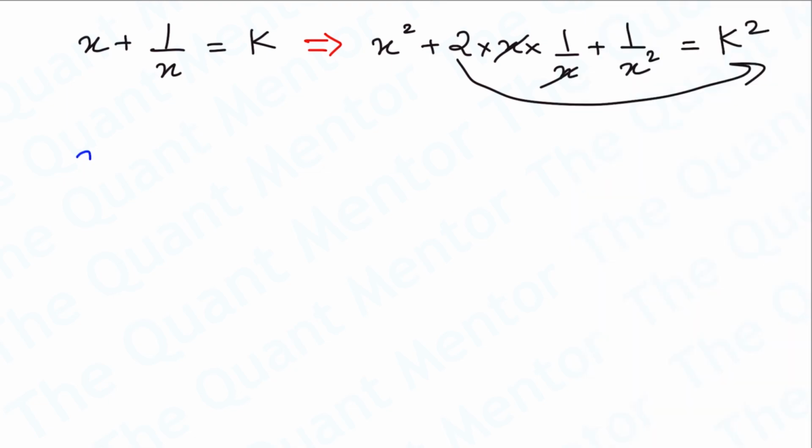I get a standard result for all such questions, right? x square plus 1 upon x square should be equal to k square minus 2. So we can understand that whenever x plus 1 upon x is worth k, x square plus 1 upon x square will be k square minus 2.